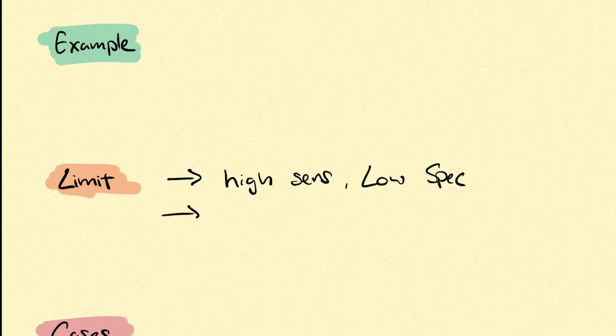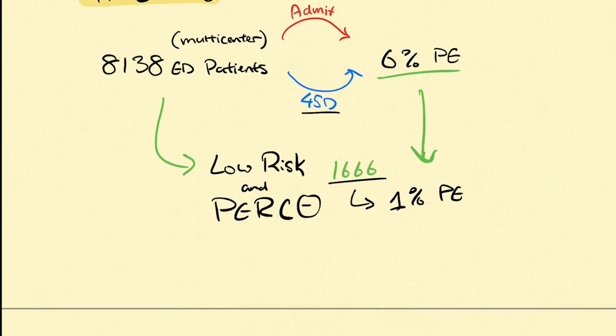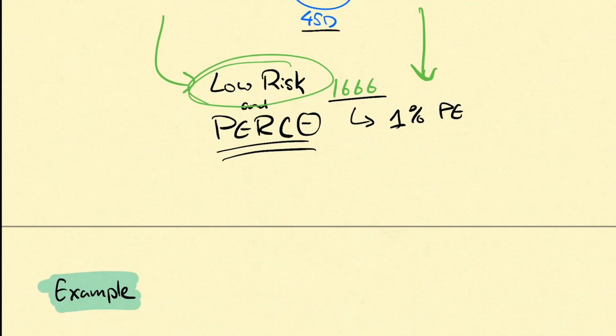The other one is that it absolutely requires clinical judgment. All right, we cannot use this alone as a checkbox. It is not designed to be a checkbox. Even in the derivation study, it is not just the PERC rule alone, but it requires a clinical low-risk assessment of a PE to then be applied.